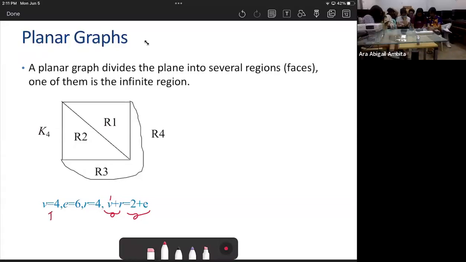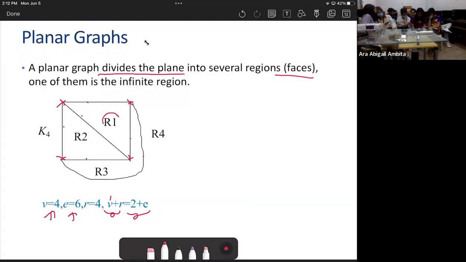1, 2, 3, and 4. Okay? What is the number of edges? The number of edges is 6: 1, 2, 3, 4, 5, and 6. And then the regions divide the plane into faces of your graph.